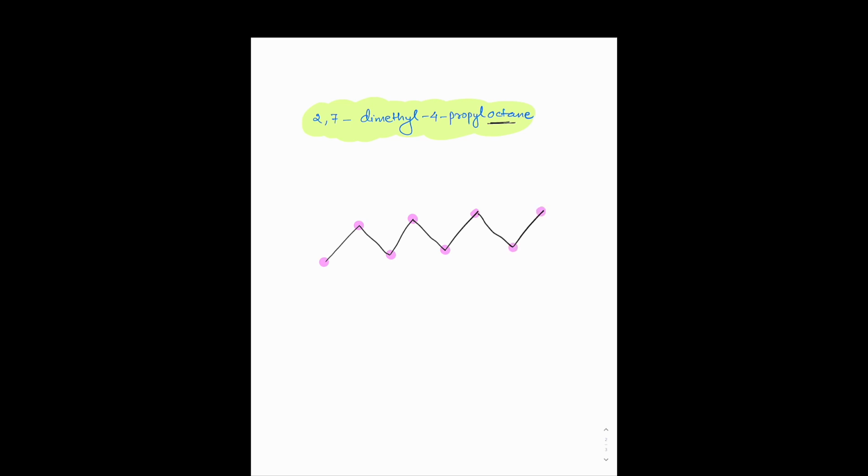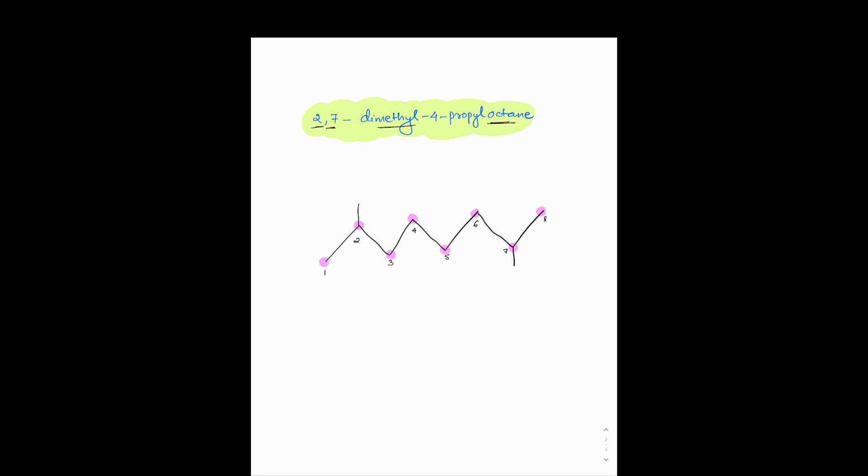Now let's attach the other groups. At position number 2 and 7, we have methyl groups. We can label from any side of the chain. If we choose from the left, this is position 2. So here we have a methyl group. That's it. Here also we will attach a methyl group.